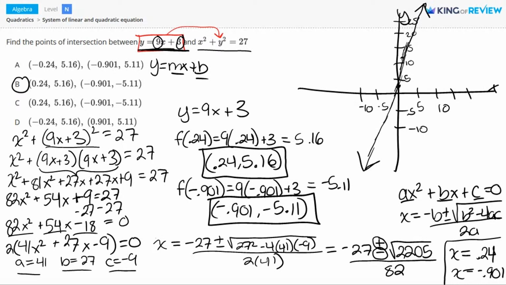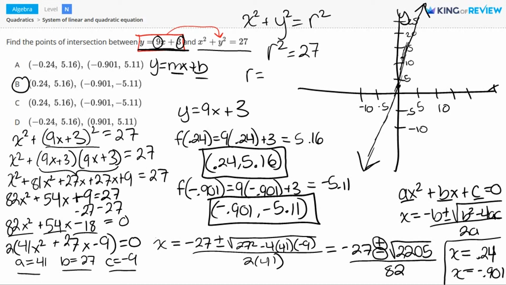And now let's look at the second equation. x squared plus y squared equals 27. We know that this is a circle because it's in the form x squared plus y squared equals r squared, where r is the radius. We know that this circle has a center at the origin, and we can figure out what the radius is. If r squared equals 27, we can solve for r by taking the square root of both sides, and we find out that r, or the radius, is approximately 5.2.